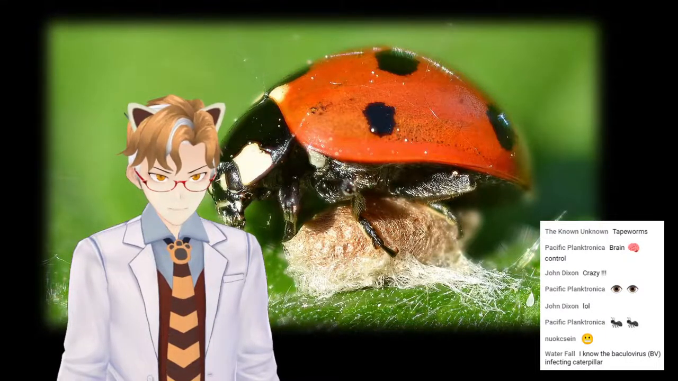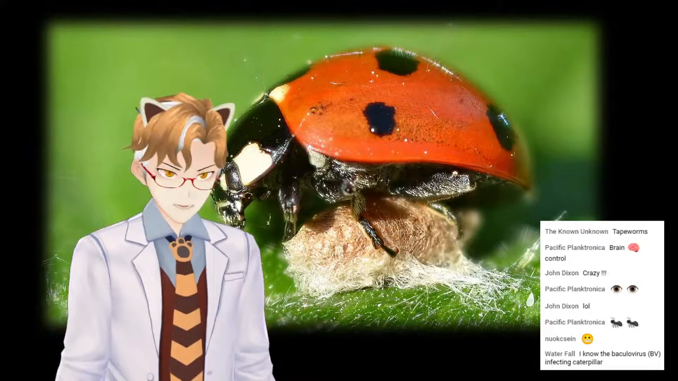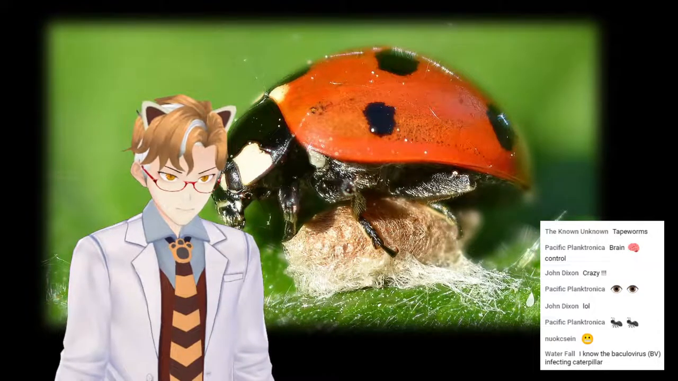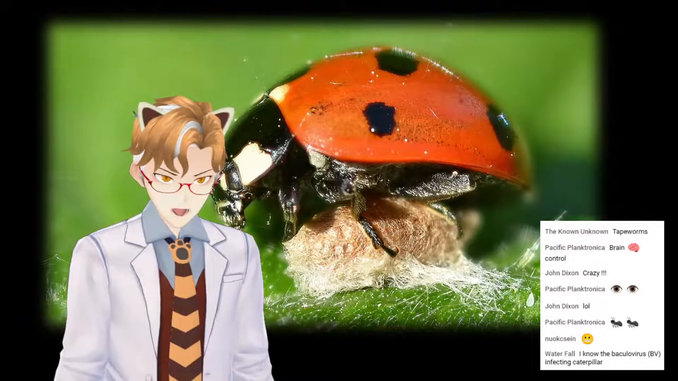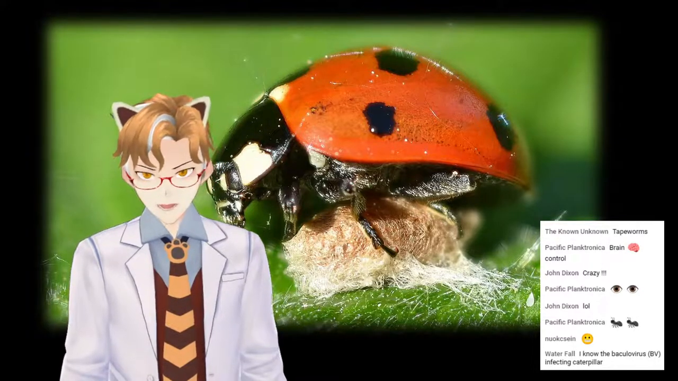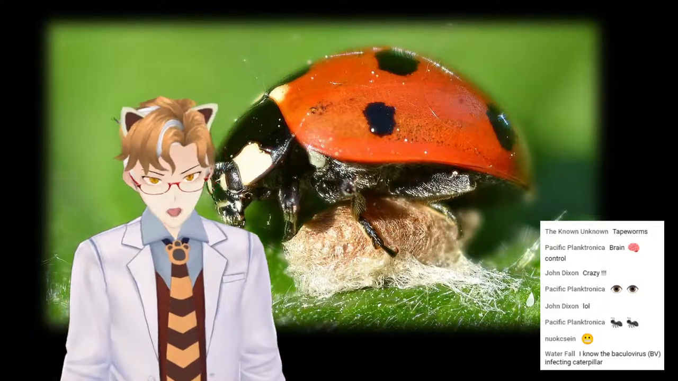Interestingly, this may not be the end for the ladybug. As a testament to just how tough ladybugs are, about 25% of the zombified ladybugs will actually recover from the paralysis and manage to go on living, and somehow no longer a zombie.